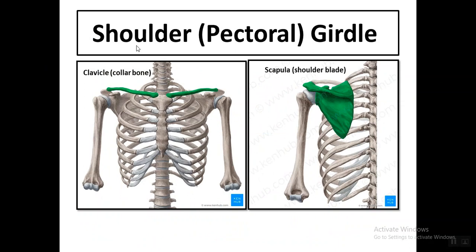In our lecture today, in the shoulder region, هي منطقة الكتف, or we can call it another name, the pectoral region. We are concerned with the shoulder girdle, اللي هو حزام الكتف. Shoulder or pectoral girdle consists from two bones, the clavicle, هو عظم الترقوة, or the collarbone, and the scapula, or the shoulder blade, اللي هو عظم لوح الكتف.